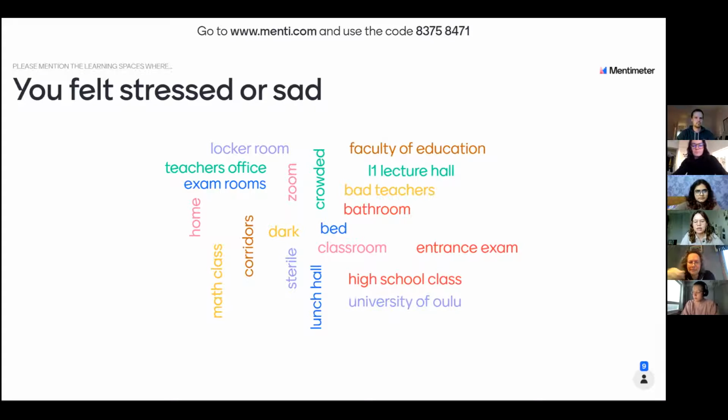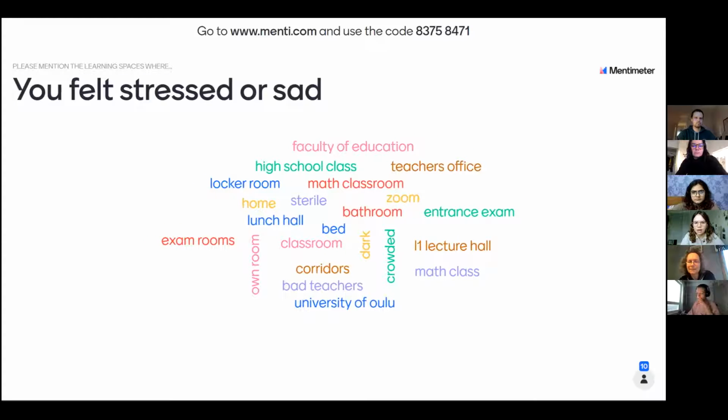Bad teachers. Yeah, so here's a mix of feelings or adjectives like dark or sterile, which contribute to us feeling sad or stressed, and also bad teachers, which would be more of the socialization aspect of it. But it's definitely interesting seeing that most of the words would be allocated in a formal space of a learning institution. Maths classes, math classroom, faculty of education, high school class.